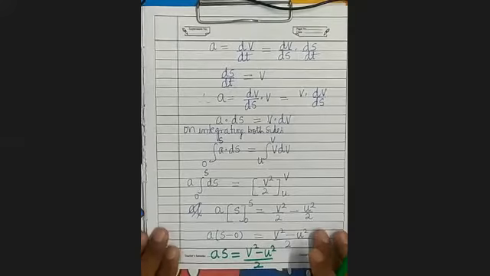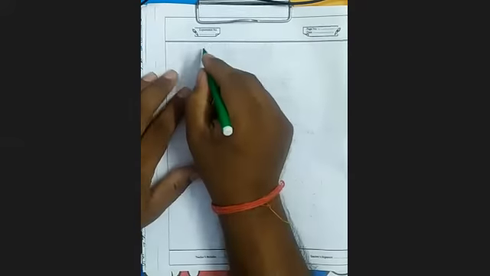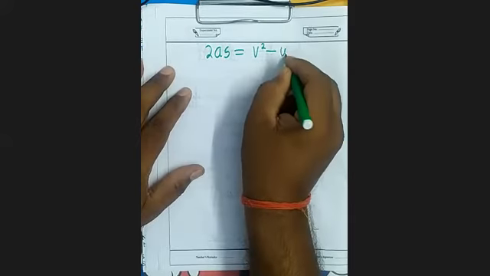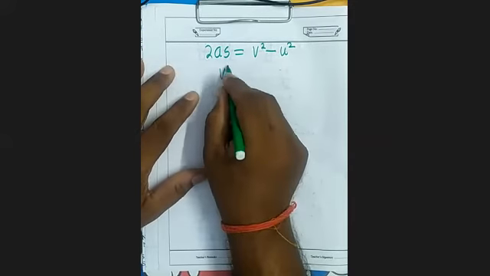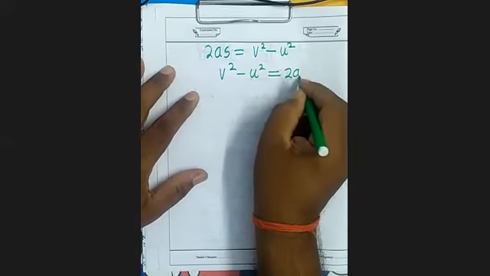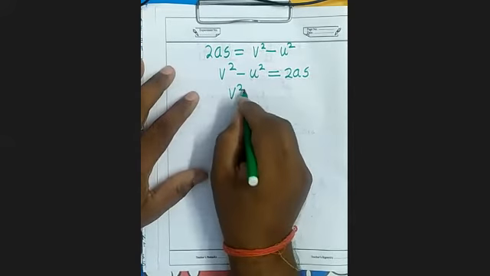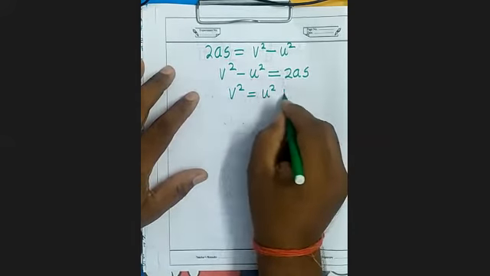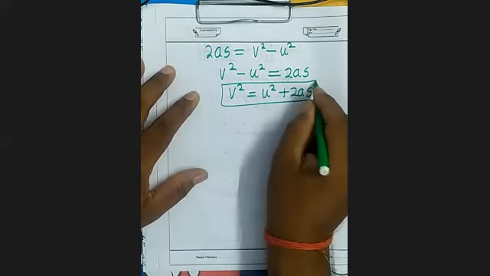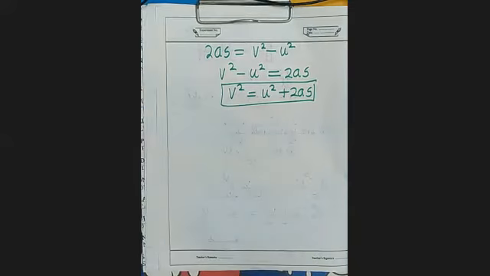You can take 2 in that side. When you take 2 to that side, 2as equals v square minus u square. So v square minus u square equals 2as. So what is v square? U square plus 2as. So this is the third equation.